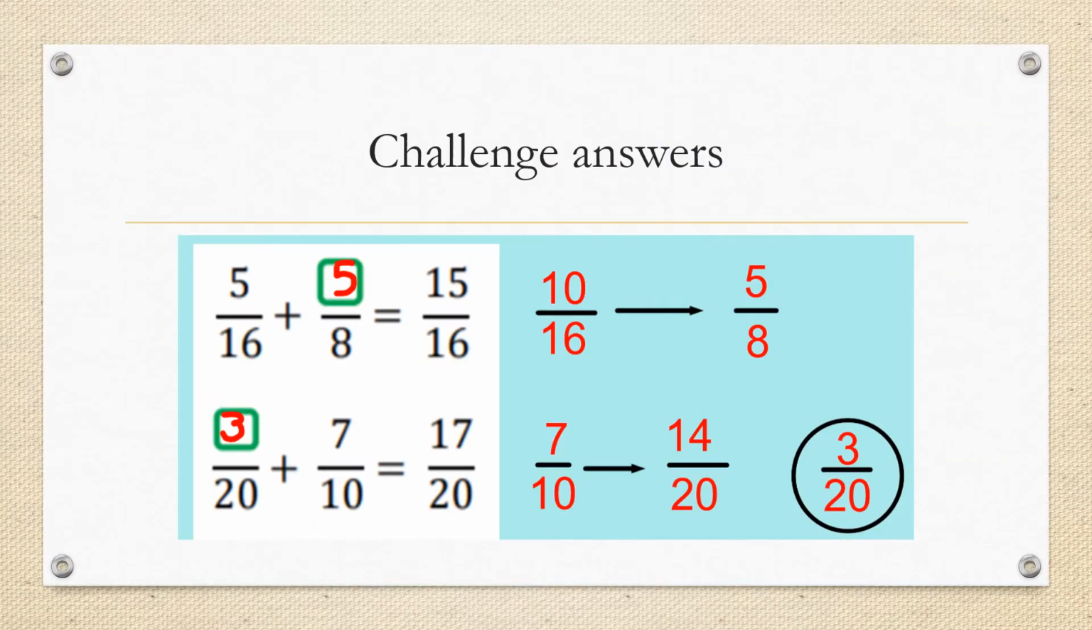Let's go through the answers to the challenges from last lesson. A key thing to remember is that we need to make the denominator the same. As you can see, the odd one out in the first calculation is 8. The other two are 16. So, to change 8 to 16 we need to multiply it by 2, so that we have all denominators on the bottom showing 16.